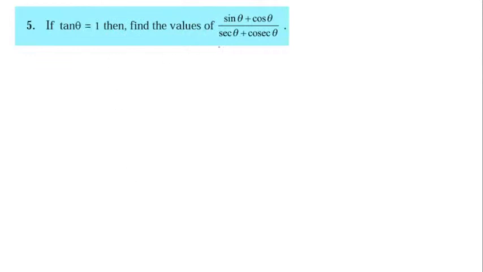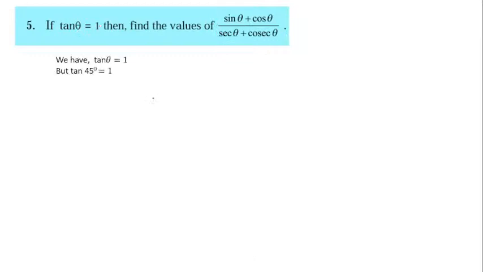Now here we have to find the value of one algebraic expression which involves trigonometric ratios, and for that the value of tan theta is given. The question is, if tan theta is equal to 1, then find the value of sin theta plus cos theta divided by sec theta plus cosec theta. So we have to start with this one, tan theta is equal to 1.